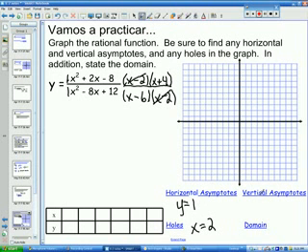Okay, on to the vertical asymptotes. If it's in the bottom but not in the top, which is x minus 6, that's going to give us our vertical asymptote. So that means x equals 6 is going to be our vertical asymptote.